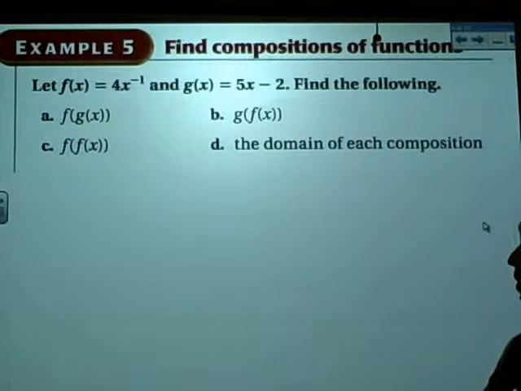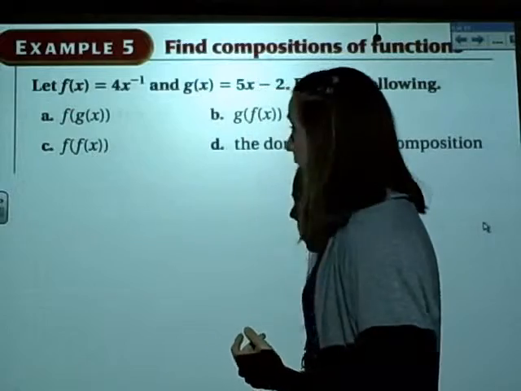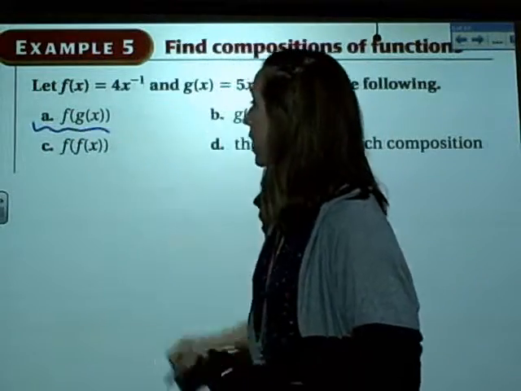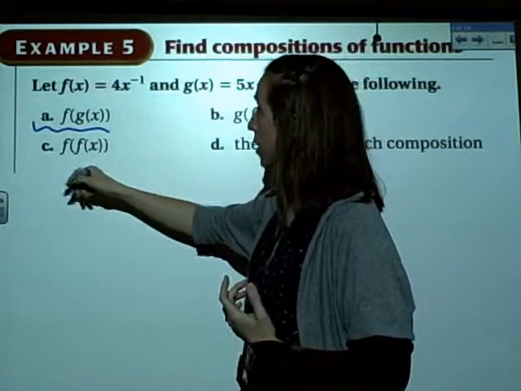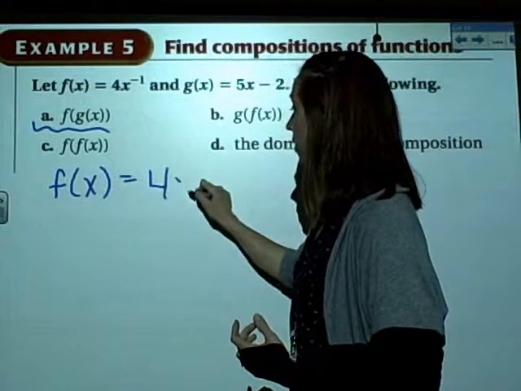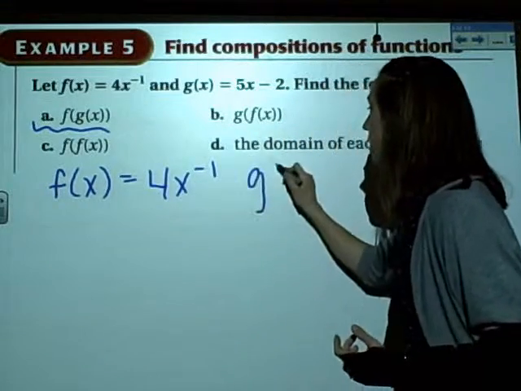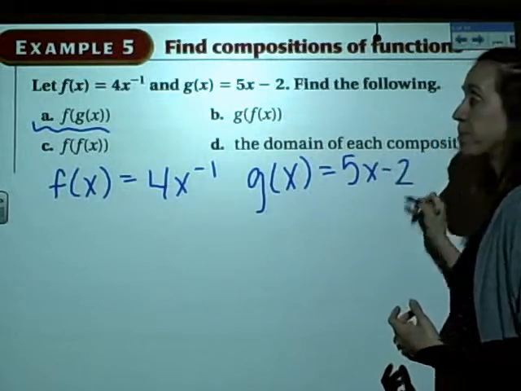Okay, now what we're going to do is we're going to make it a little more complex. We might not have a value to plug in for x. We might have an entire function. So look at part A here. Part A says I want to find f of g of x. My two functions, f of x is 4x to the negative 1, g of x is 5x minus 2.